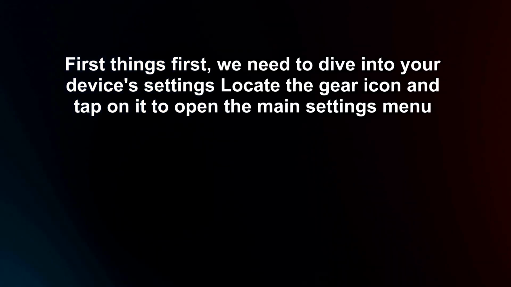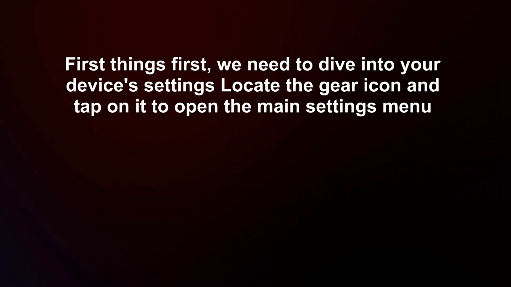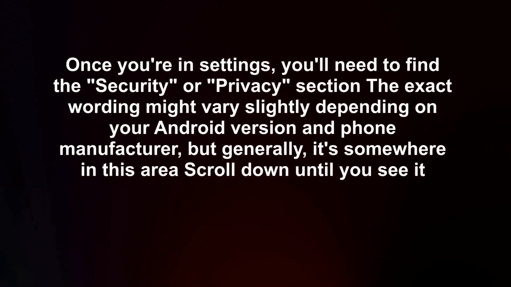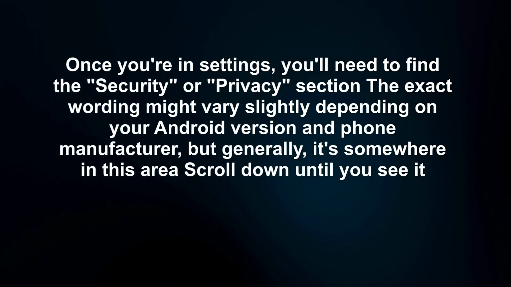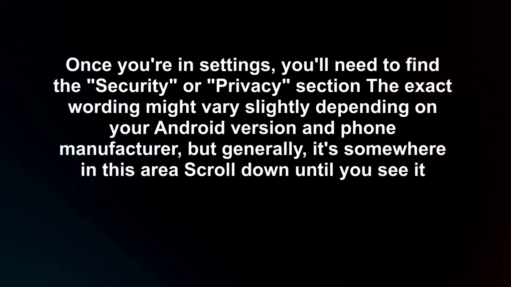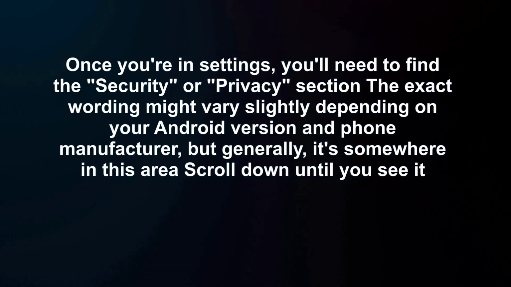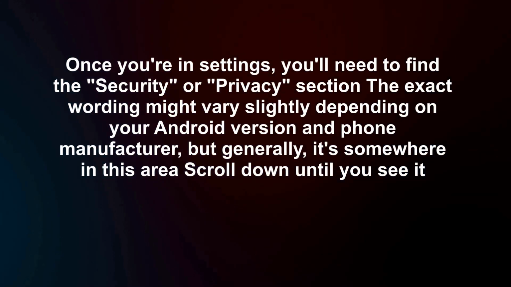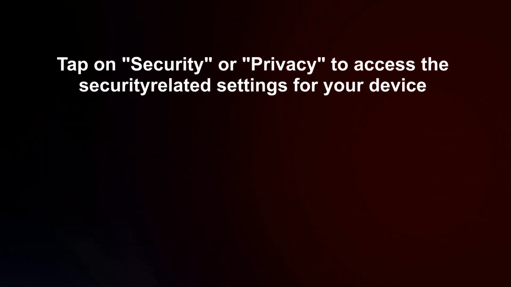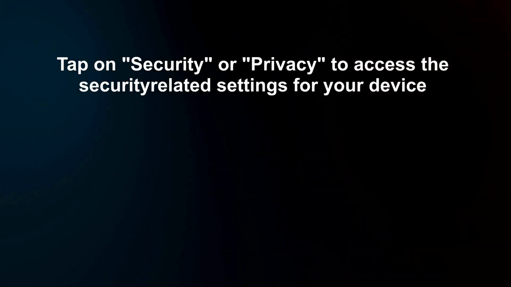First things first, we need to dive into your device's settings. Locate the gear icon and tap on it to open the main settings menu. Once you're in settings, you'll need to find the security or privacy section. The exact wording might vary slightly depending on your Android version and phone manufacturer, but generally, it's somewhere in this area. Scroll down until you see it. Tap on security or privacy to access the security-related settings for your device.